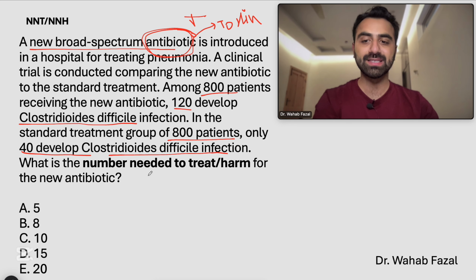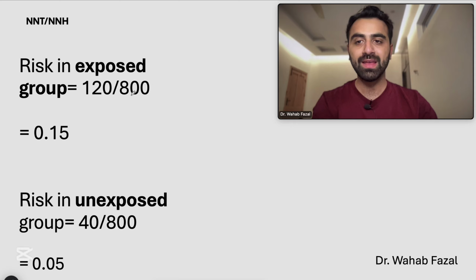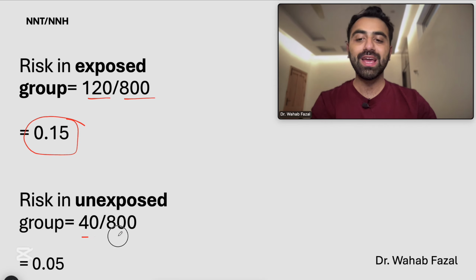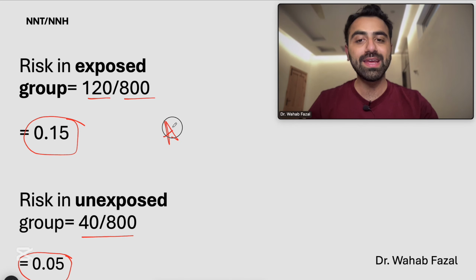Let's calculate the risk together. So what would be the number needed to treat or harm for this new antibiotic? They have given us a bunch of values, so let's calculate the risk in the exposed group and unexposed group together. 120 by 800 is 0.15, and the risk in the unexposed group is 40 by 800, or 0.05. That means the people who were being exposed to this antibiotic had a higher chance of having C. diff infections.